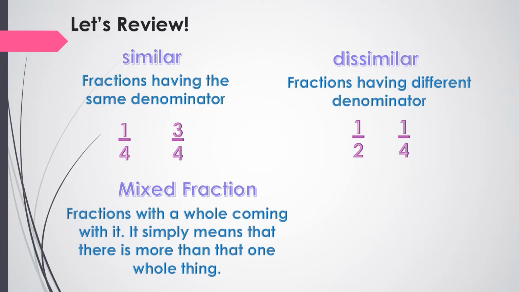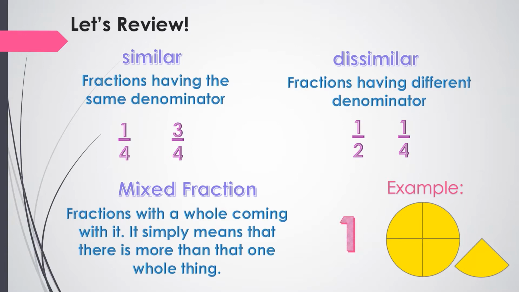It simply means that there is more than that one whole thing. So, for example, mayroon tayong isang buo at mayroong bahagi na kasama nito. Ito yung 1, itong isang buo. Tapos, yung 1/4 naman ay yung maliit na bahagi na kasama nito. So, kaya sinasabing mayroong isang whole coming with it.